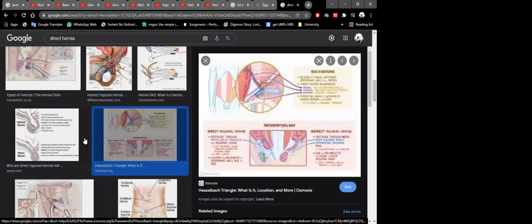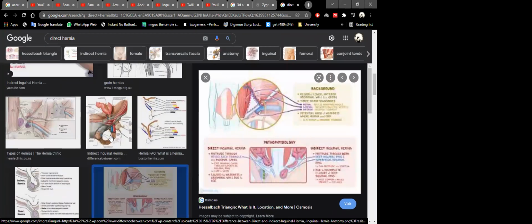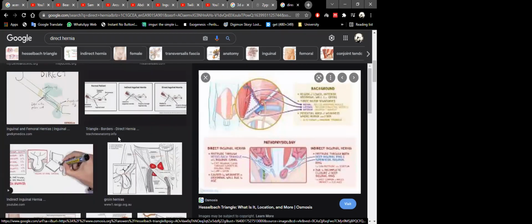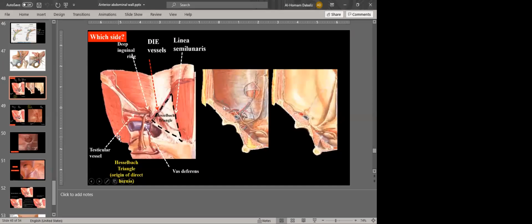So basically the idea is the loop of bowel will just go through this Hesselbach triangle and pop out. The person who has a hernia will see that there's something in their skin that's going out. Usually when they cough, the part of the bowel will go out a bit more. When I say bowel, I mean intestines. So part of your intestines are basically coming out. I think this is very understandable.